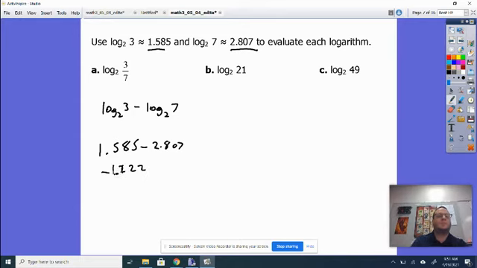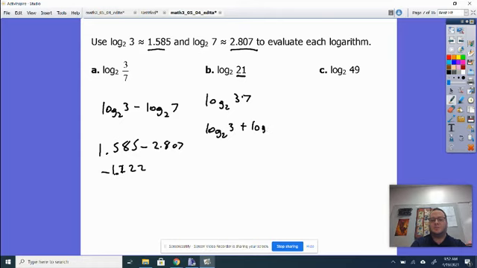1.222. Okay, now here, again, not immediately obvious, but I could say log 2 of 3 times 7, which I can split up to log 2 of 3 plus log 2 of 7, which means then I can add these. Okay, that's going to give me 2, carry 1, 9, 3, carry 1, and there we go.